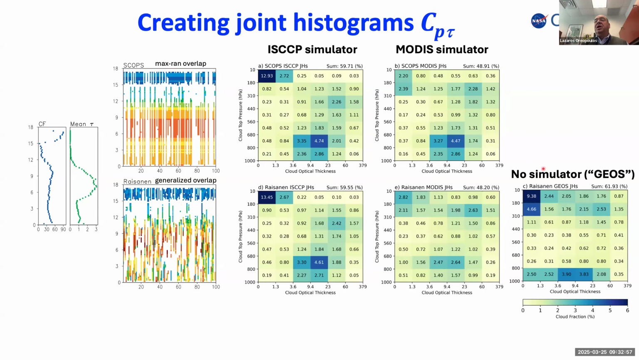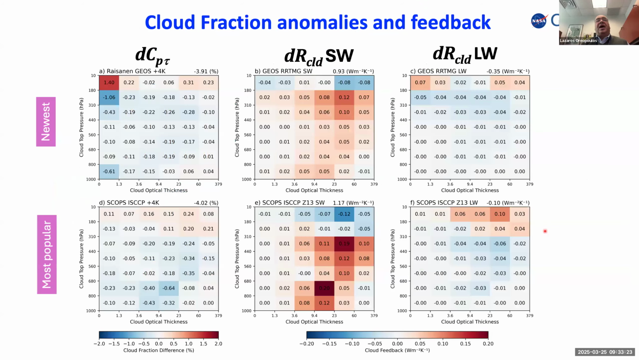Finally, we have the option of not using a simulator at all. We basically create the subcolumns for the radiation, and we aggregate them in the form of the histogram because we know what the cloud top pressure and what the optical thickness of each cloudy subcolumn is. So we have 5 different histograms in 3 different kernels, and basically we can create 15 different types of feedback. And here I'm showing results from the most popular choice, which is people have been using the ESCAPE simulator with the SCOPS subcolumn generator and the histogram it produces.